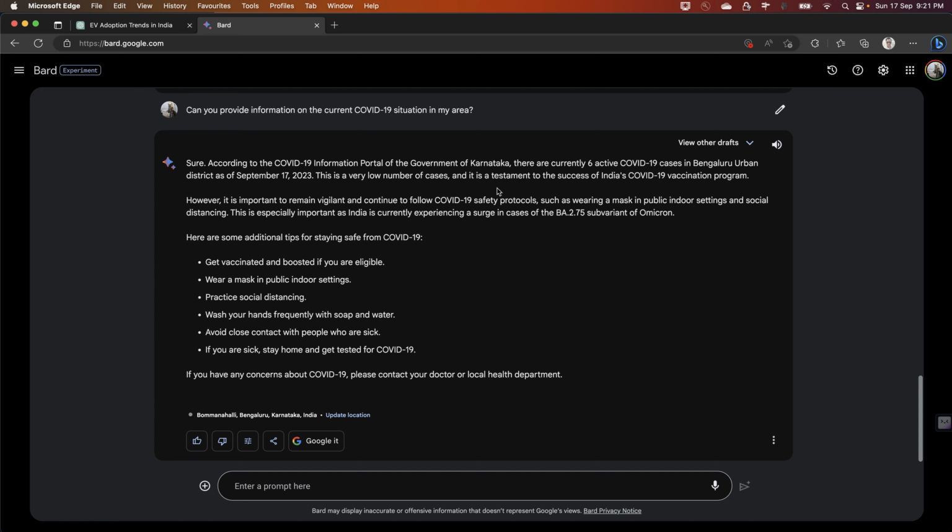Government of Karnataka, there are 6 active COVID-19 cases in Bangalore urban district, and this is nice actually, because this is actually crawling the web. This is what I wanted to understand and show you guys also. This is the real-time activity, which is why I have not searched this in ChatGPT, because I know what is going to happen.